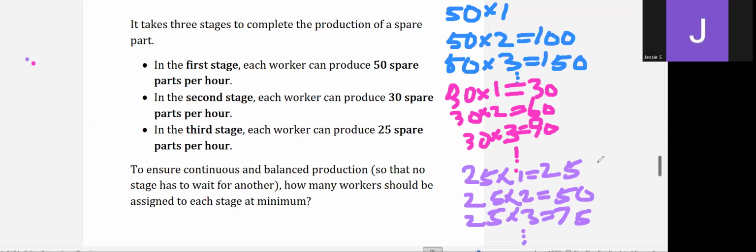So to make sure that the production is continuous and balanced, so no one is waiting for the other, we want to first of all make sure that every stage is assembling the same number of spare parts. Let's first of all make sure of that. The same number of spare parts. For example, if stage 1 is producing, say, 200 spare parts, then stage 2 and stage 3 are also doing that. They are making the same number of spare parts.